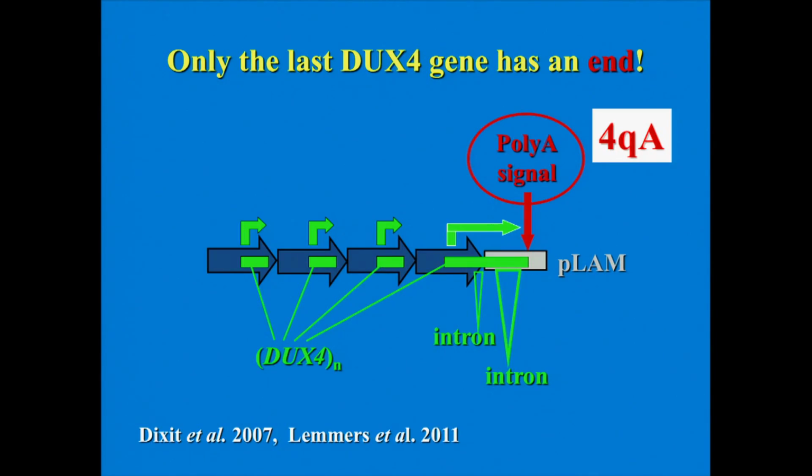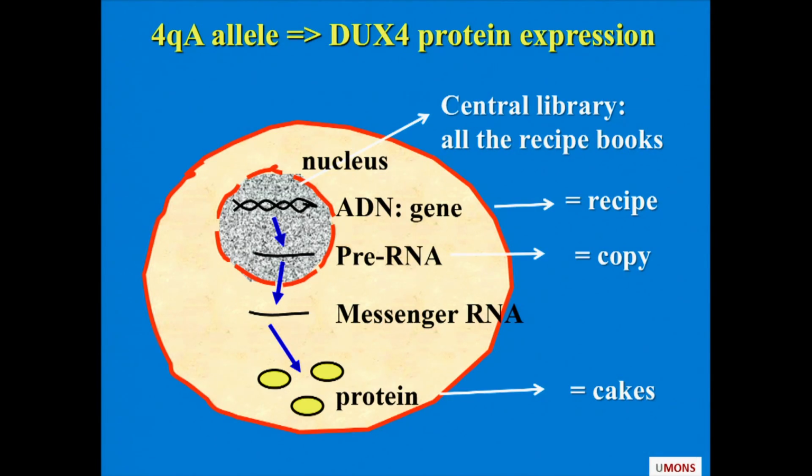And the persons who have on their chromosome 4 this poly-A signal are said to have the 4qA allele. What does allele mean? Allele means it's one version of chromosome 4. So our chromosomes from one person to the other are slightly different, and so we each have small variations in the chromosomes, and those who have a chromosome 4 with this poly-A signal are said to have the 4qA allele. What does it mean? 4qA allele means that when the DUX4 gene is copied to the messenger RNA, it has this poly-A tail, it is stable, it can go to the bakery to get the toxic DUX4 protein made.